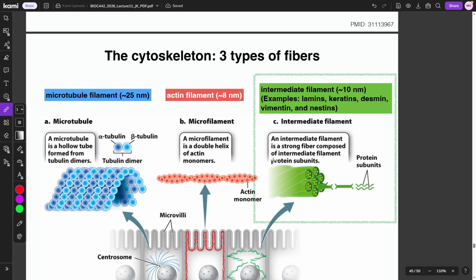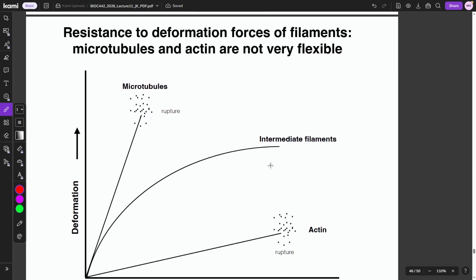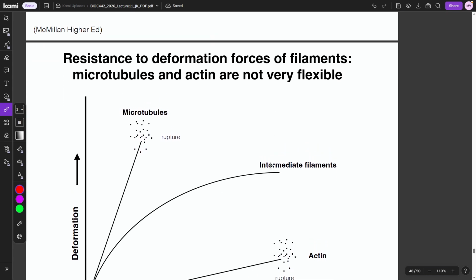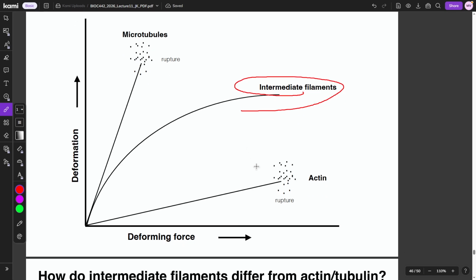The last type of fiber we're going to talk about is intermediate filaments, and honestly, I don't think intermediate filaments are super important. I think what you need to know is that a lot of the cell's ability to resist force comes from intermediate filaments. That's the one thing I remember about intermediate filaments. I'm not going to lie, everything else I don't really remember that much.